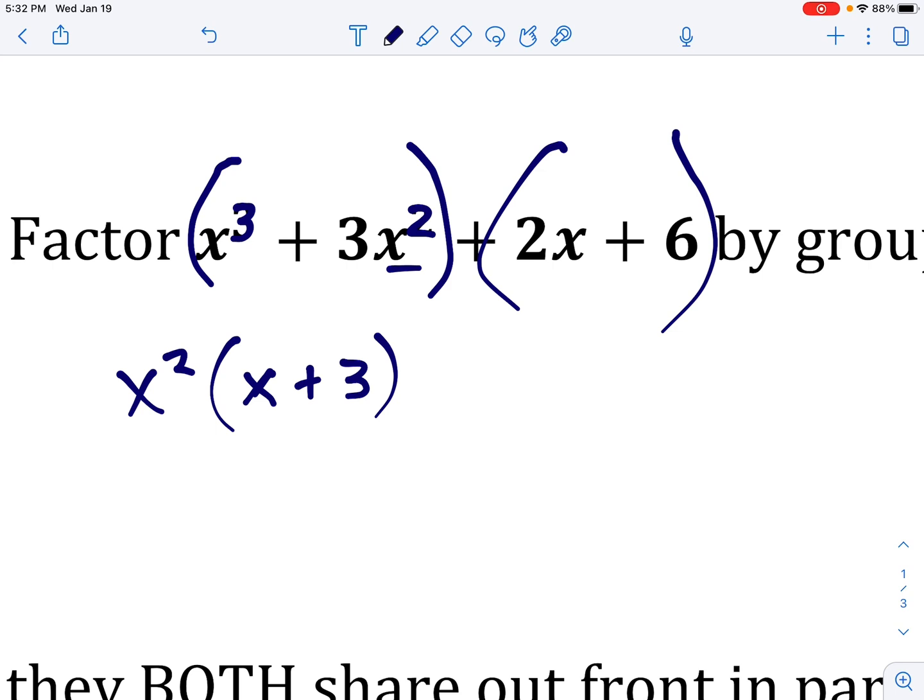The second group, okay, so I have a plus. I'm going to factor out what can come out of 2 and 6. So I can take a 2 out of that. And then I'm left with x plus 3.